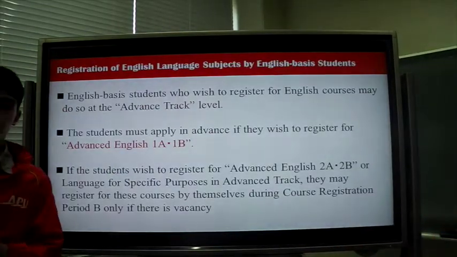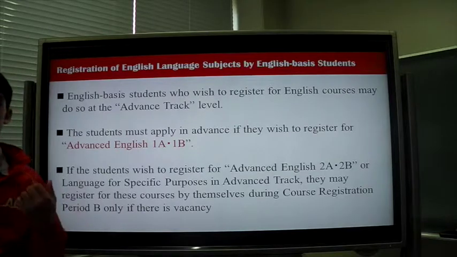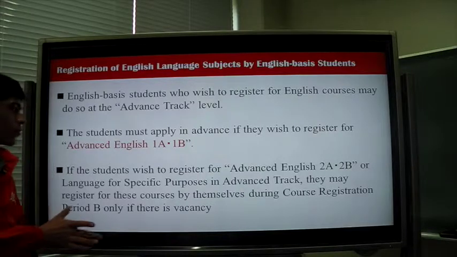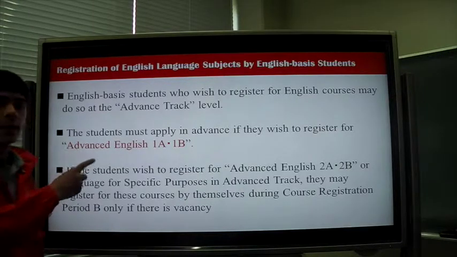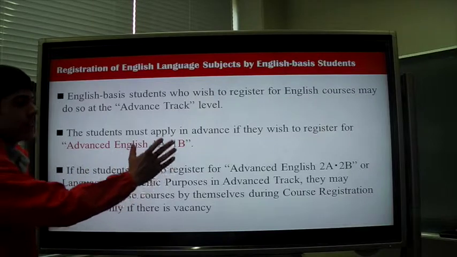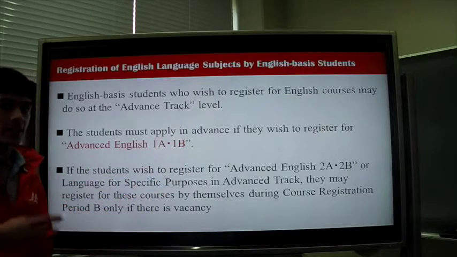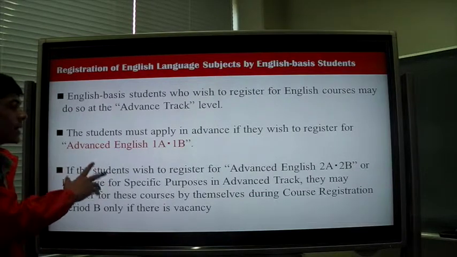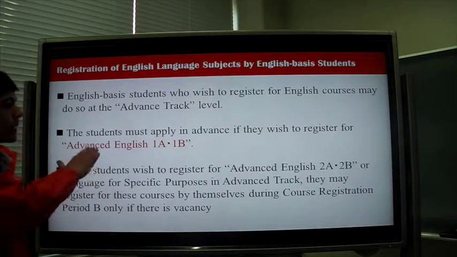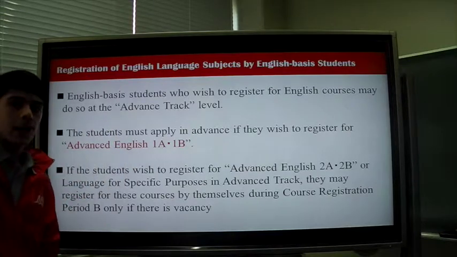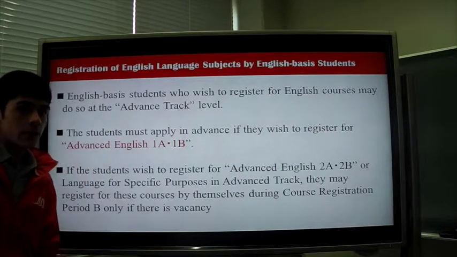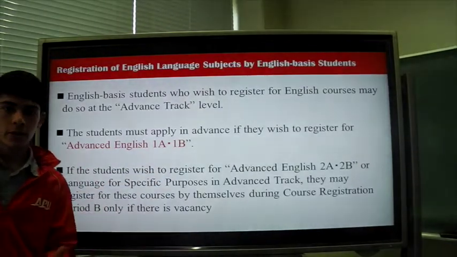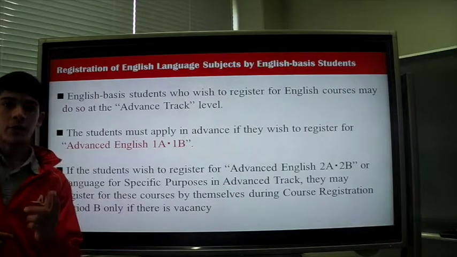Even if we are English-based students, there are some English subjects that we can take, and these are 2 English advanced tracks. The first one is Advanced English 1A and 1B, and the second one is Advanced English 2A and 2B. The difference between these 2 subjects is, if you want to register for Advanced English 1A or 1B, you must apply in advance in the CampusMate, or you can visit the academic office. However, Advanced English 2A and 2B can be registered during the course registration period if there are enough vacancies.